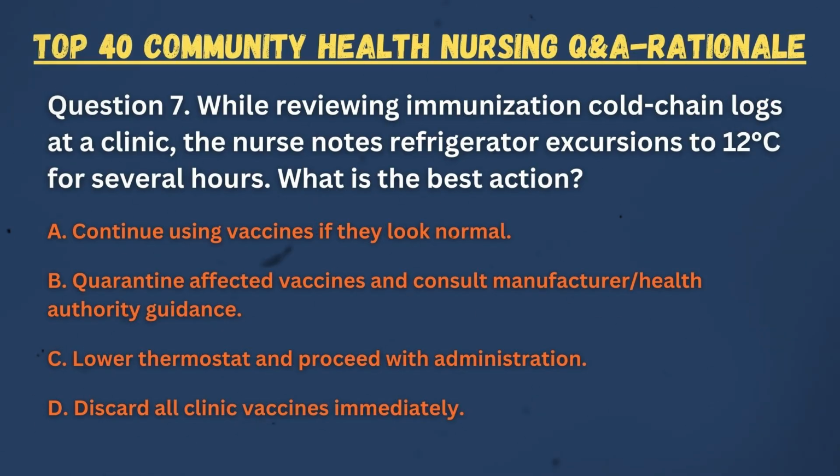Question 7. While reviewing immunization cold chain logs at a clinic, the nurse notes refrigerator excursions to 12 degrees Celsius for several hours. What is the best action? A. Continue using vaccines if they look normal. B. Quarantine affected vaccines and consult manufacturer/health authority guidance. C. Lower thermostat and proceed with administration. D. Discard all clinic vaccines immediately.